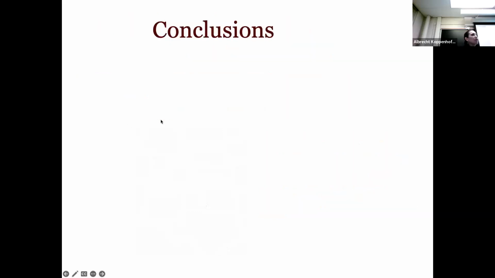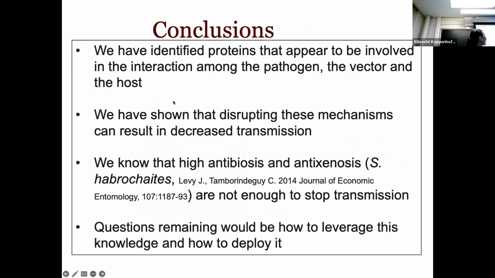And so after talking almost an hour, what are the conclusions that we can draw from our work? Okay. So the things that I'm happy about is that we have identified proteins that appear to be involved in the interaction between all these organisms. Those are the things that I like. How do they talk to each other at the molecular level? We have shown that we can disrupt these processes to disrupt transmission. We have also identified kind of susceptibility factors in plants. So the question is, can we now use that information to make resistance in those plants?